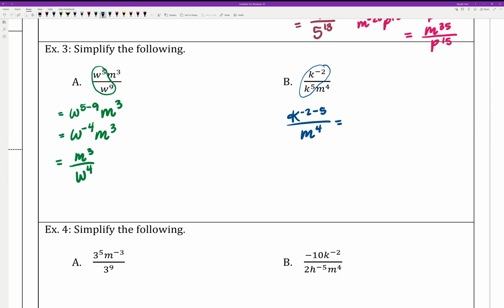And then I'm going to simplify these exponents. I have negative 2 minus 5. So k to the negative 7 over m to the power of 4. Now that k has a negative 7 exponent, that means it's going to move downstairs with the m. So our final answer is 1 over k to the power of 7, m to the power of 4.